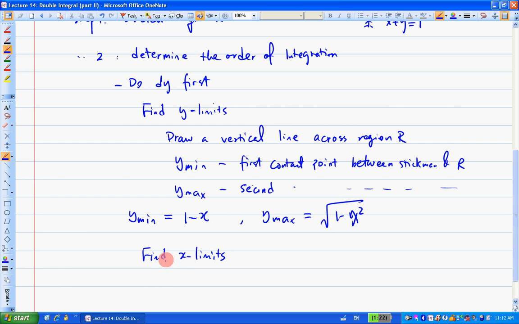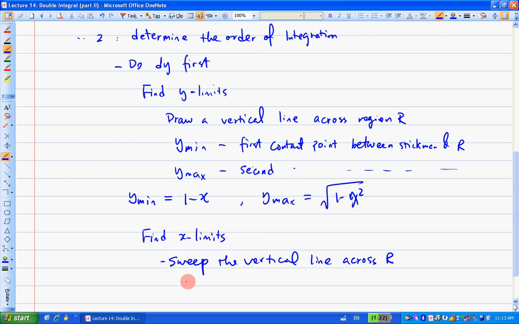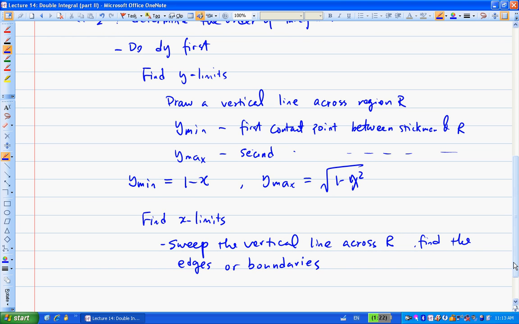So for finding the x limits: sweep the vertical line across R. Find the edges or boundaries. The corresponding min and max of the boundaries is x min and x max.